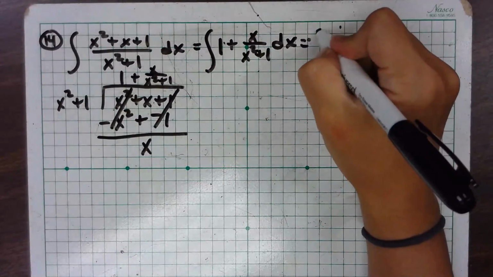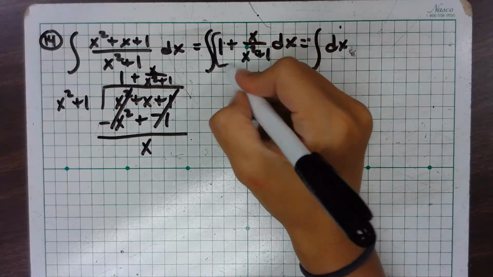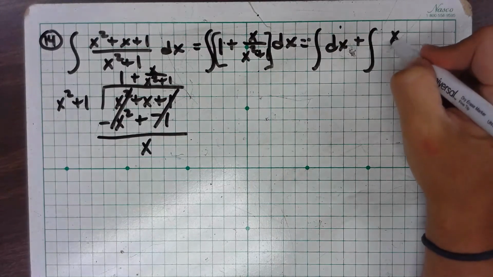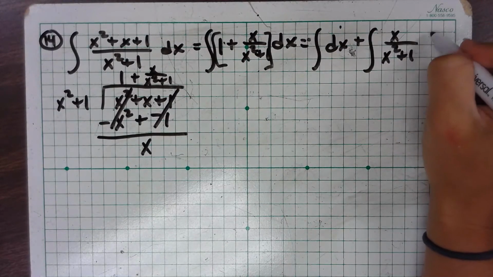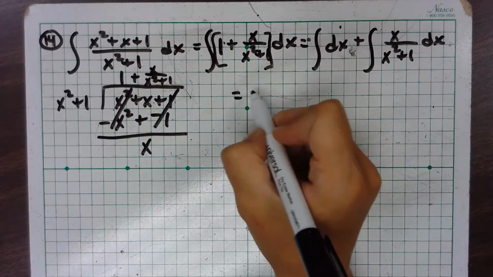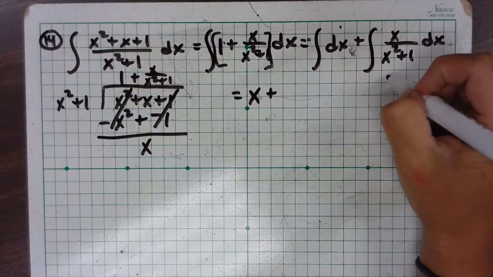All right, if I want to, I can do this. I can just distribute the dx throughout this entire thing right here and separate this into 2 integrals. It may be easier to do that because this one's pretty easy. When I integrate that, that's just going to be x. Now, this next one's going to be a little more complicated.